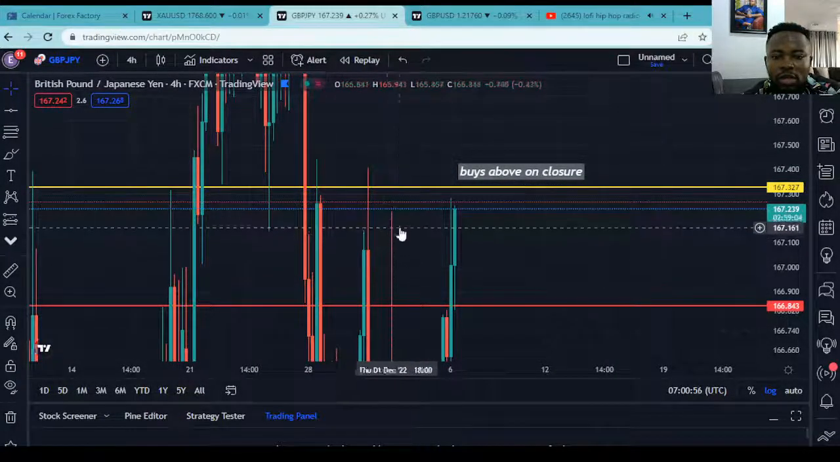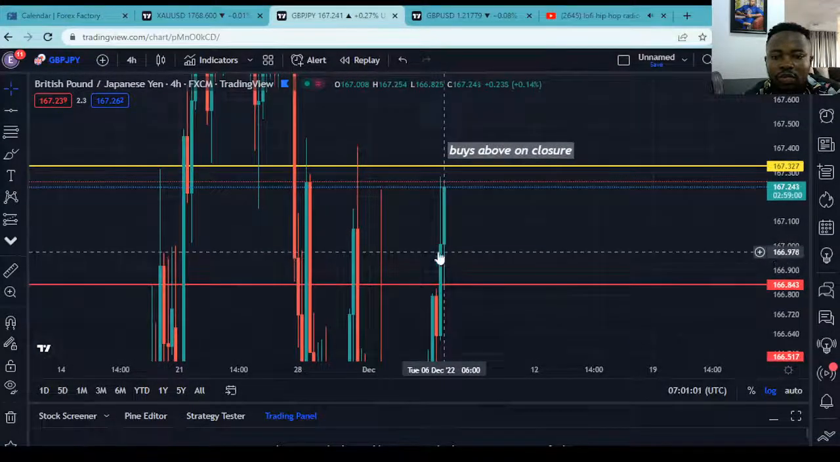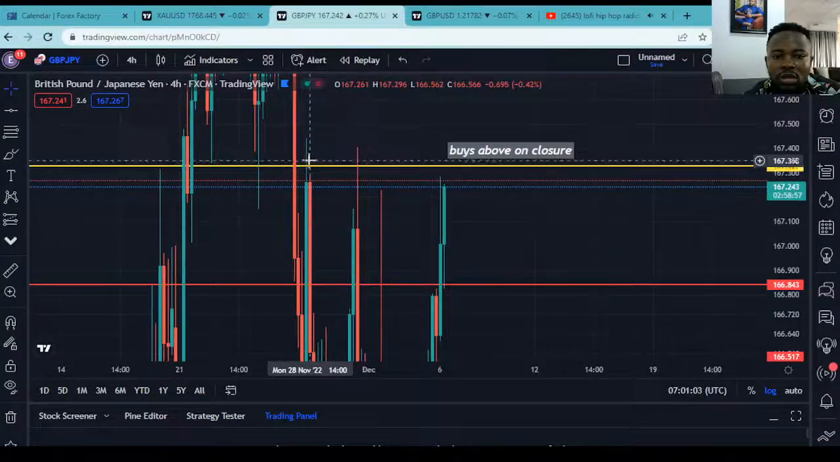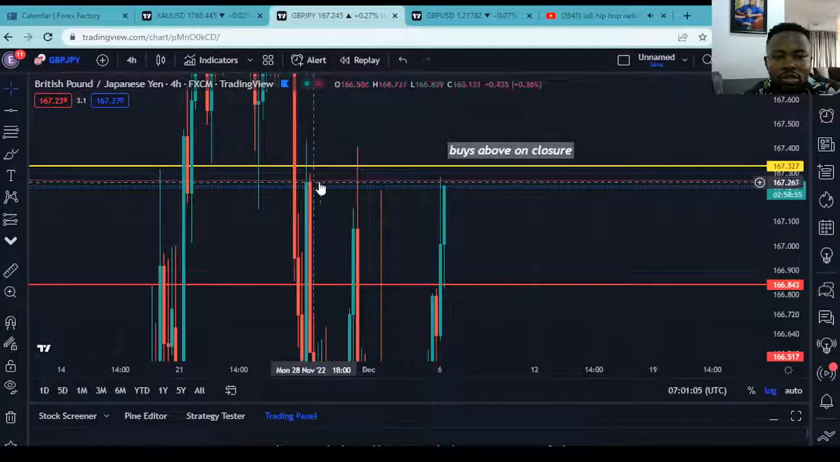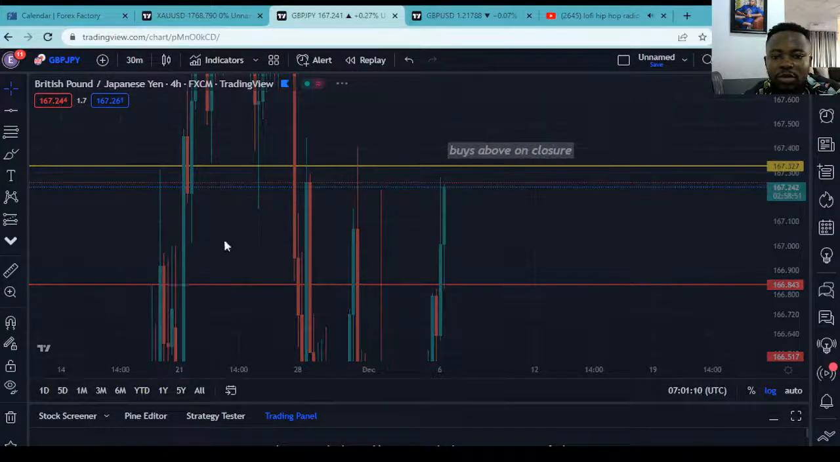But we'll see that 4 hours has been rejecting this area. This 4 hours candle tried, it could not. The previous 4 hours candle tried, it could not. And we'll have this resistance to the left hand side here. So waiting for a closure above there is preferable for GJ.